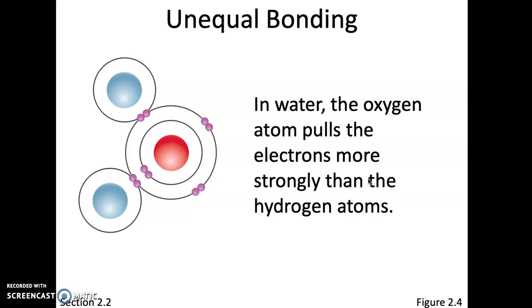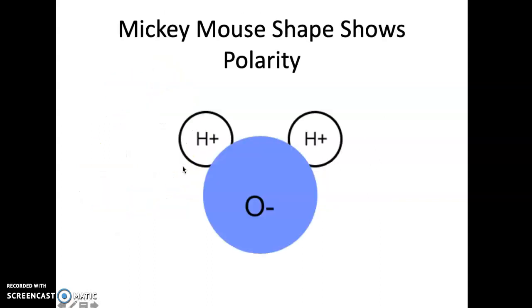In water, the oxygen atom actually pulls the electrons more strongly than the hydrogen atoms. So you wouldn't see a hydrogen exactly in the opposite end here. You'd see it sort of more in this arrangement that we're seeing in this diagram. So we're calling it the Mickey Mouse shape because it looks like a face here with the 2 ears. Okay, that is going to indicate something called polarity.